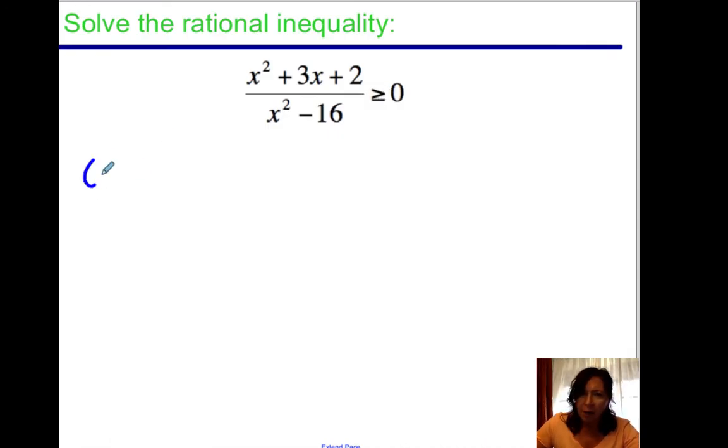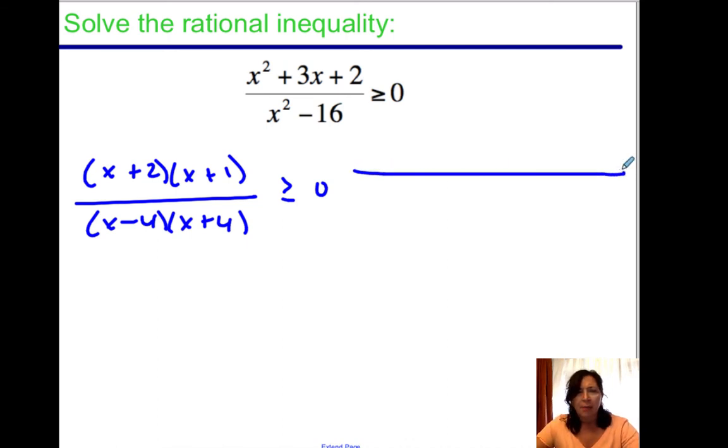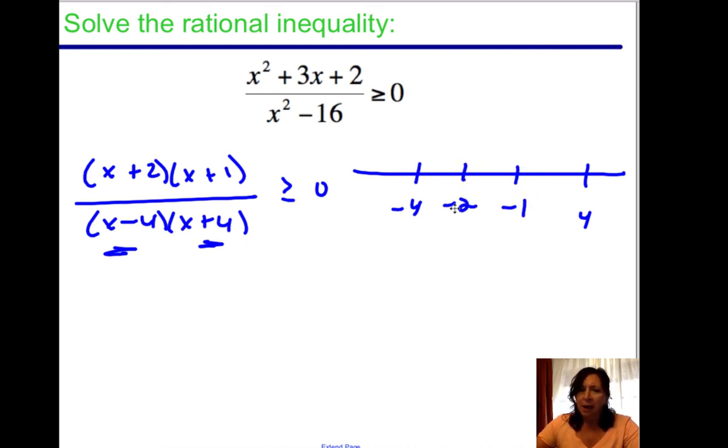Factor next. So we're going to go x plus 2. We're going to say x plus 1. And then on the denominator, we have x minus 4, and we have x plus 4, and greater than or equal to 0. So I'm going to do my sign pattern testing. I'm going to plug all the zeros in the numerator and the denominator. Those are my critical values. I've got a negative 4 from here, okay? I've got a positive 4 from this side here. I've got a negative 1 and a negative 2, all right? Okay. Additionally, I'm going to plug in the number 0, which goes around here.